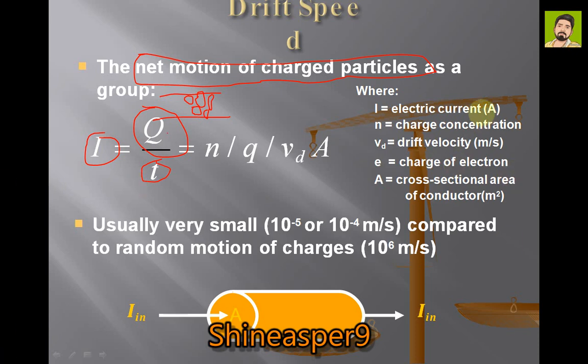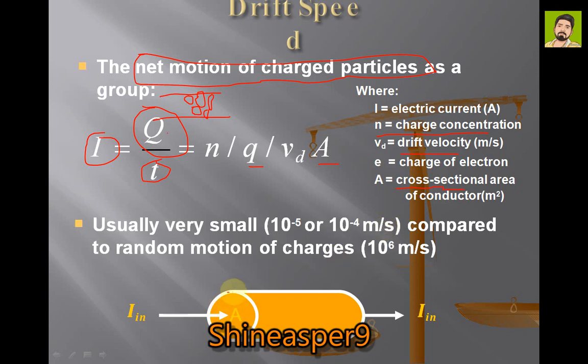That is denoted by N. What is N? N is charge concentration. What is Q? Q is your charge particle, V suffix D is the drift velocity, and A is the cross-sectional area of the conductor.